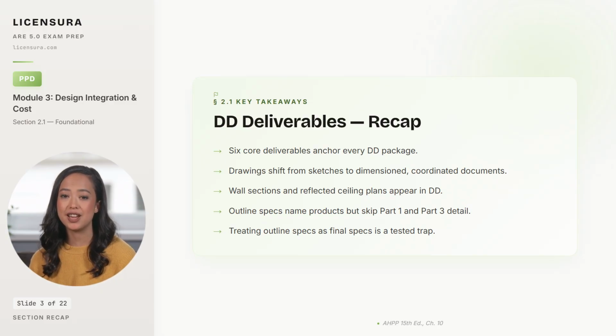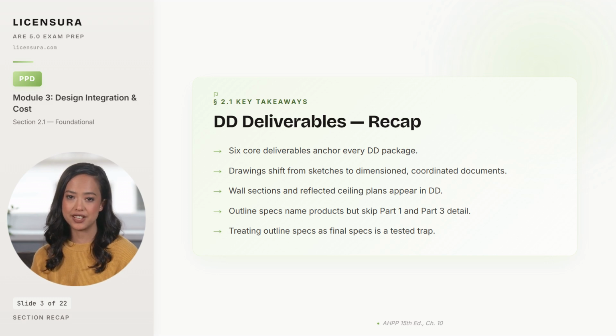Six core deliverables anchor every DD package: dimensioned floor plans, coordinated building sections, exterior elevations with material indications, preliminary wall sections, reflected ceiling plans, and outline specifications. Drawings shift from the sketch and diagram quality of SD to dimensioned, coordinated documents that the team and contractor can read and reason about quantitatively. Wall sections and reflected ceiling plans appear for the first time as real deliverables in DD, not in SD, because they require sized MEP, sized structure, and locked envelope decisions that SD simply does not have.